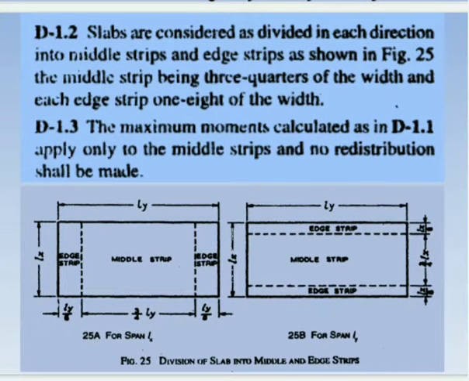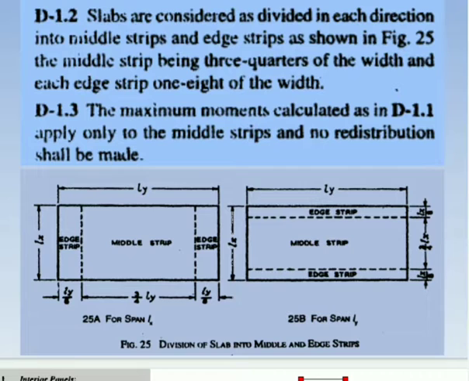Then, going further, what happens in a restrained slab is that the reinforcement to be provided is divided into two strips. One is the middle strip and the others are the edge strips. This happens along both the spans, that is along Lx as well as along Ly. A detailed description of this is given in clause D1.2 of IS 456:2000.